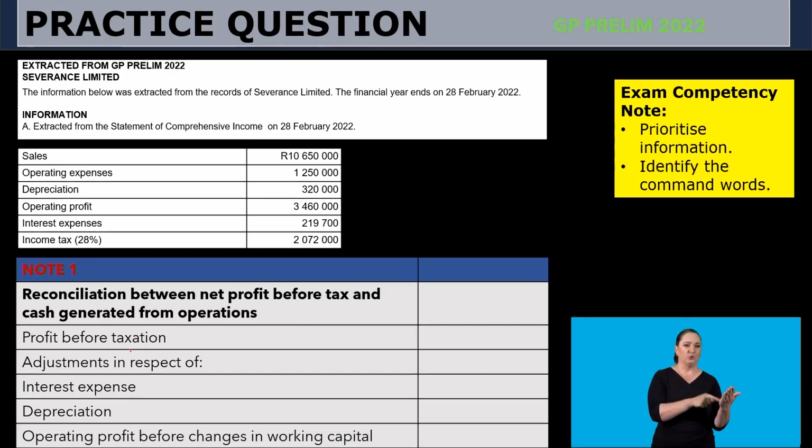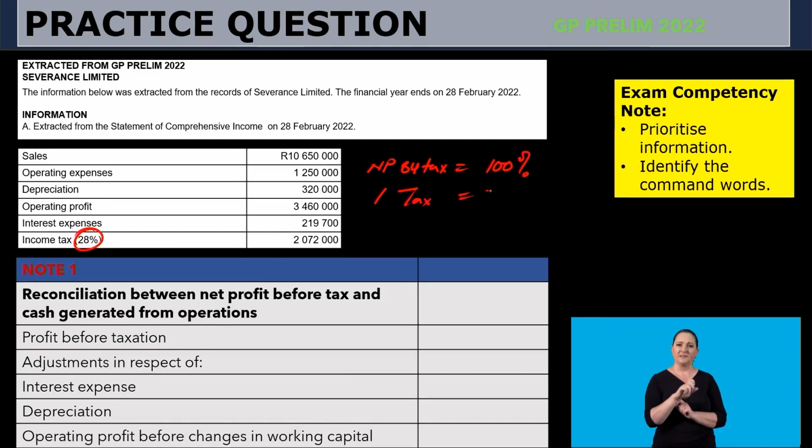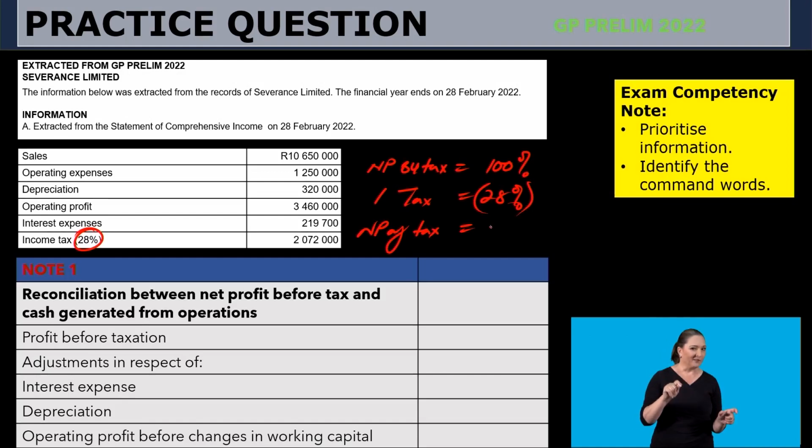Now, we know that here we must record the profit before tax. But here we are not given profit before tax, we're only given the income tax. It is very simple. You have to understand that your net profit before tax is 100%. And then income tax, in this case, was 28%. And then your net profit after tax would therefore be 72%. So what we want is the 100.